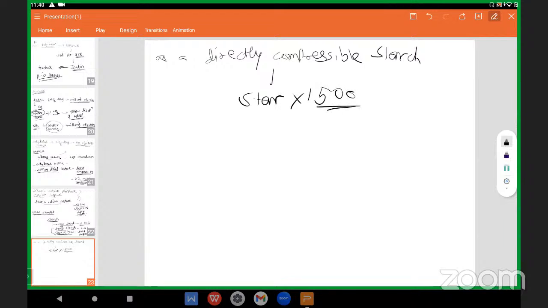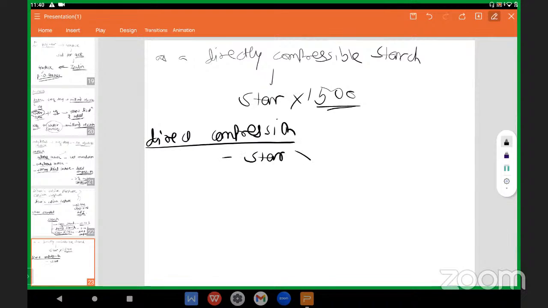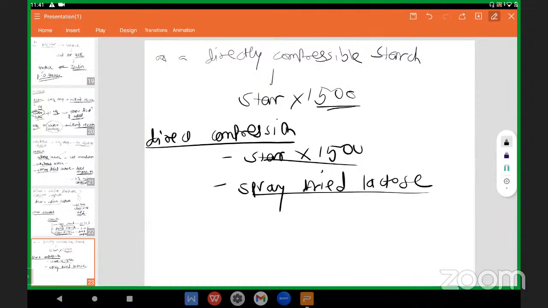So until now, which excipients related to direct compression did we get? Which excipients did we see for the direct compression? Write it down. The first one is Starx 1500. Then spray dried lactose. So write a separate note. For direct compression, we can use Starx 1500 as well as the spray dried lactose. Okay.